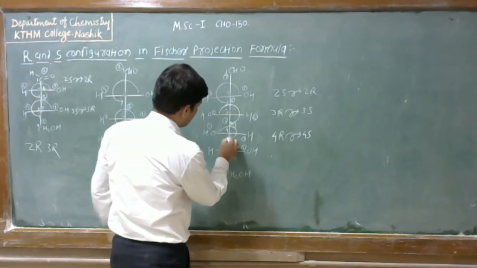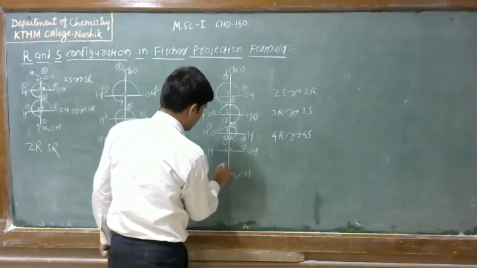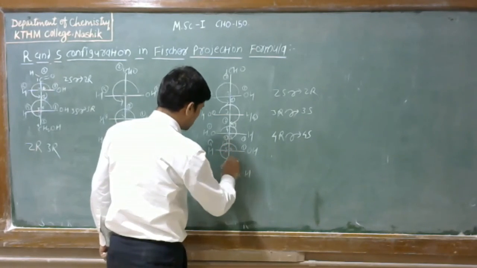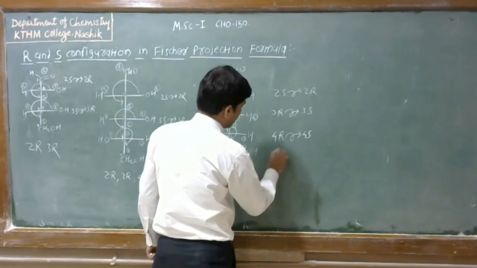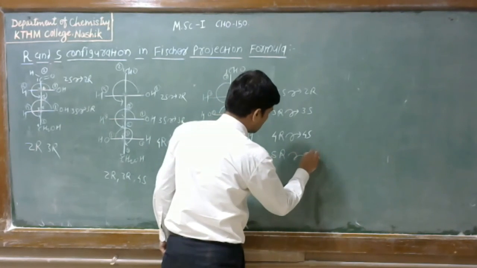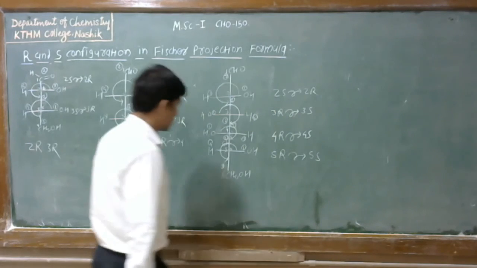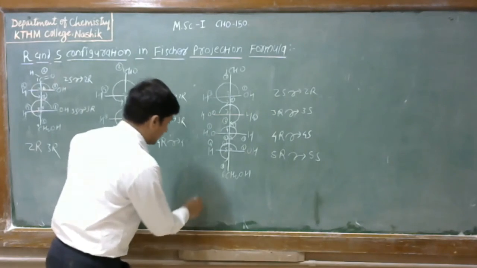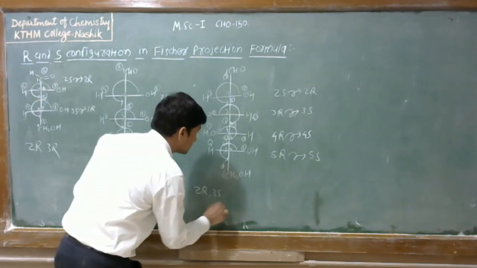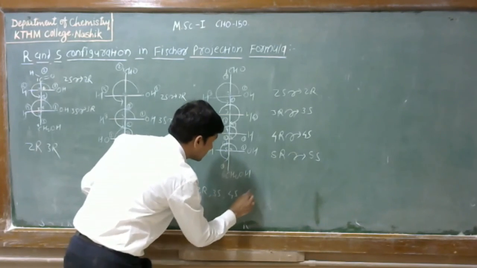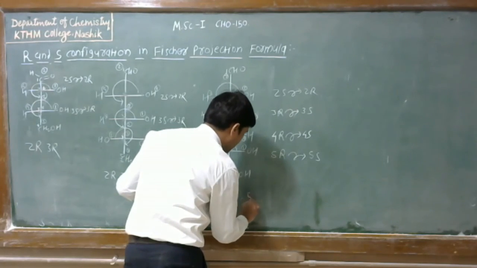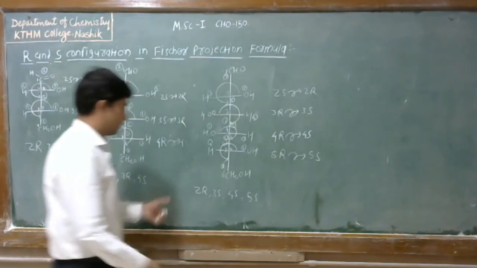Now in case of the fifth chiral carbon atom, we can write here this is first priority. Now this is the second priority group, this is the third priority group, and hydrogen is the fourth priority group. So we go from 1 to 2 and 2 to 3. So this is 5R because rotation is anti-clockwise, and it is converted into 5S. So here we can write the configuration is 2R, 3S, 4S and 5S.